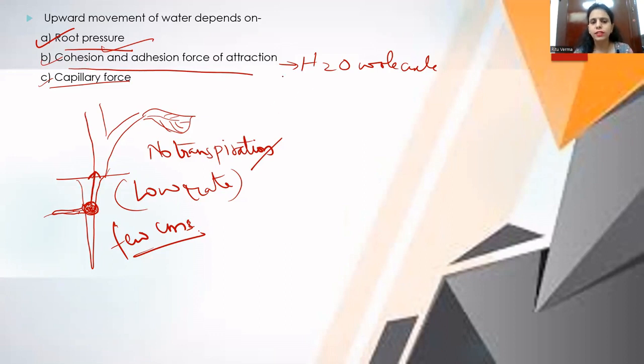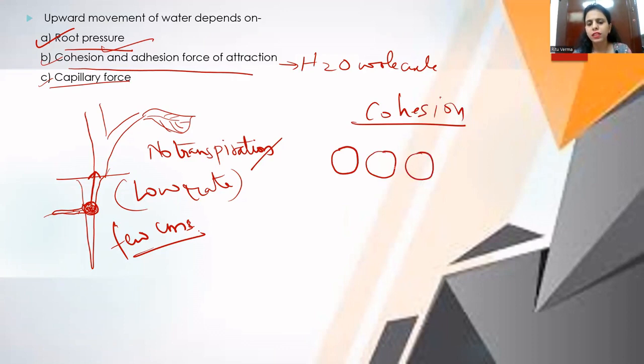Cohesion is actually, for example, there are two water molecules. Now, cohesion is the force of attraction between these water molecules. This is the first, then the second, and then this one, the third water molecule.